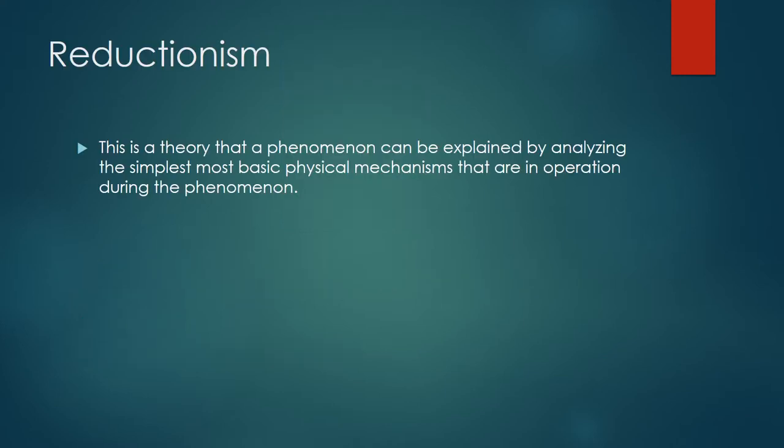First place we want to start is with reductionism and limiting factors. Basically, reductionism is a theory that a particular phenomenon can be explained if you just analyze the simplest, most basic physical mechanisms that are in operation during the phenomenon. So in other words, to really understand this thing as a whole, what you need to do is break this down to its most basic of parts.